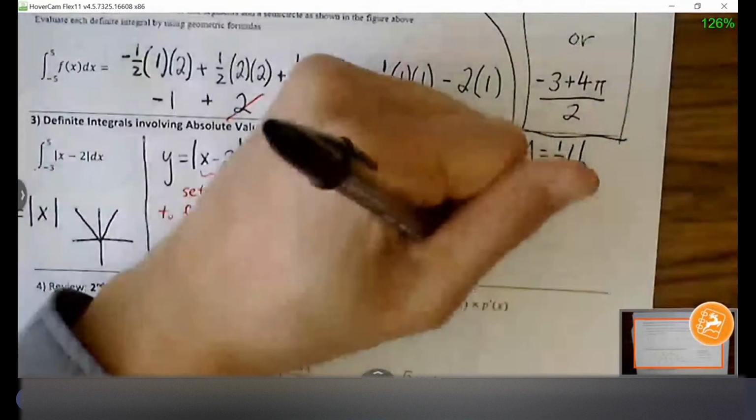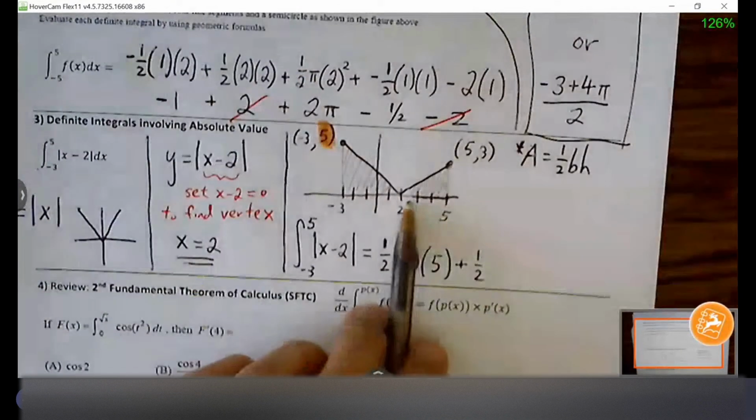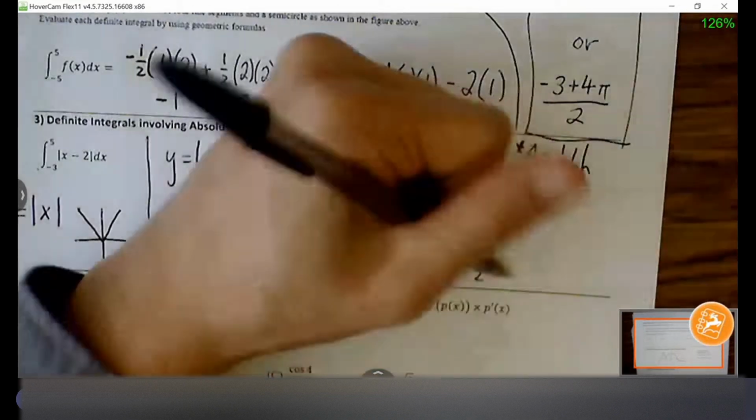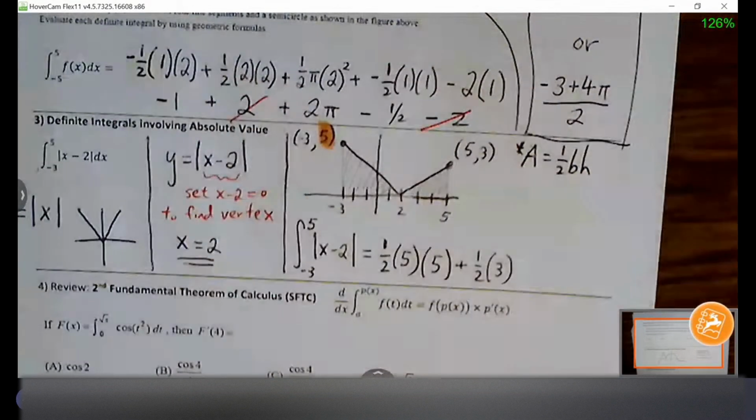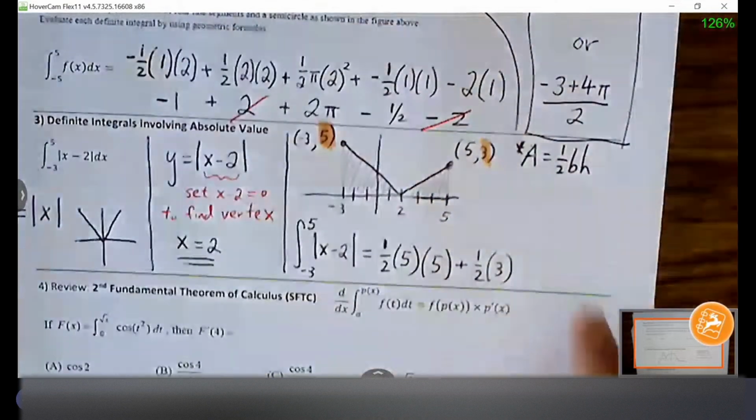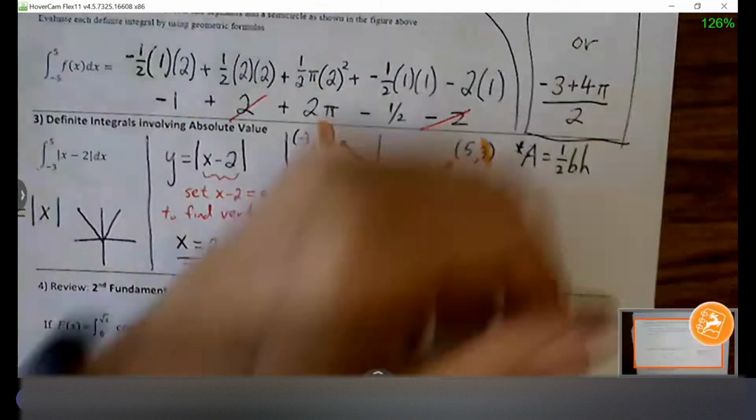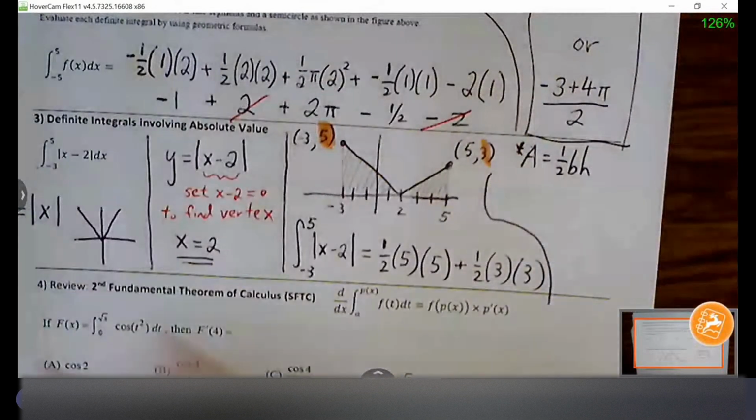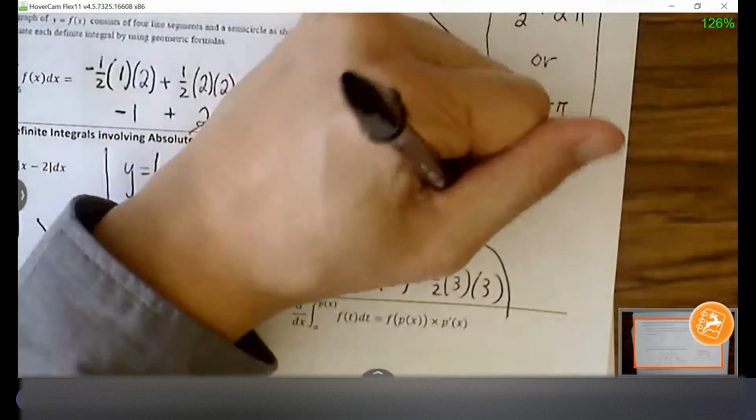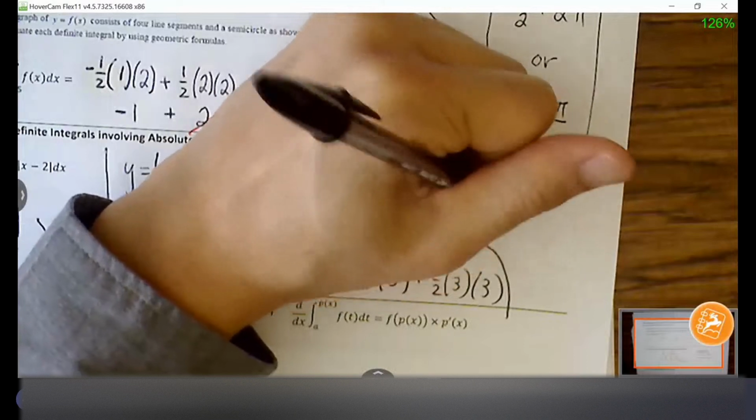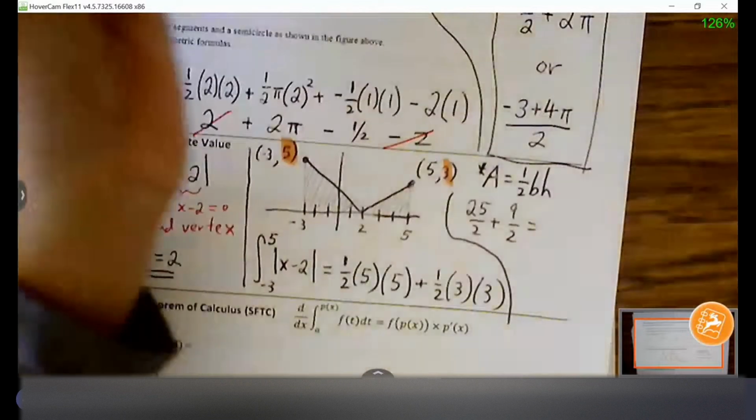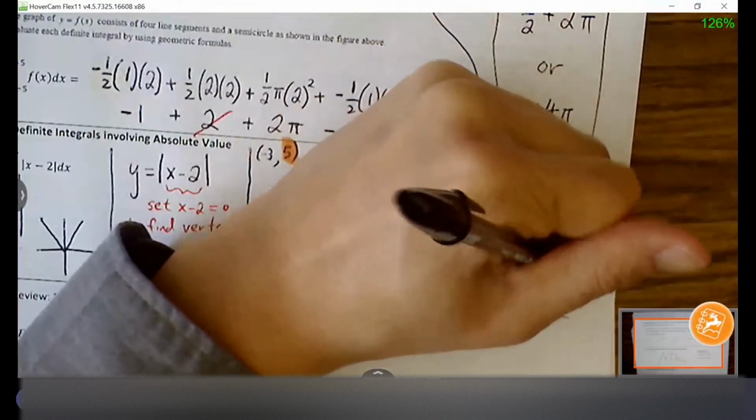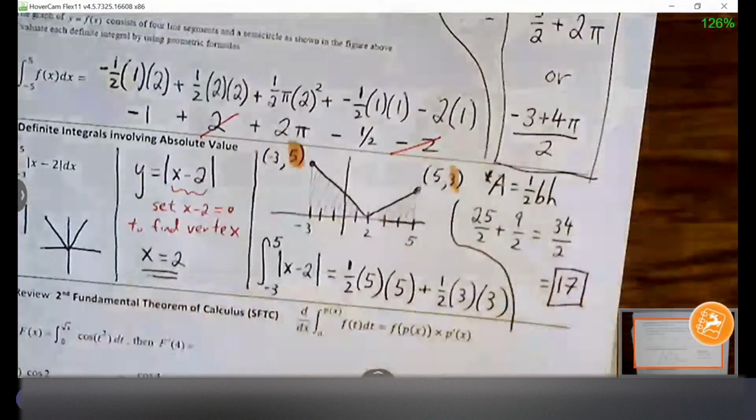Second triangle, 1/2 base times height as well. What's the base length of my second triangle? 3. And the height is also 3. Total those together, we get 25/2 plus 9/2, which is 34/2, which is 17. There we go.